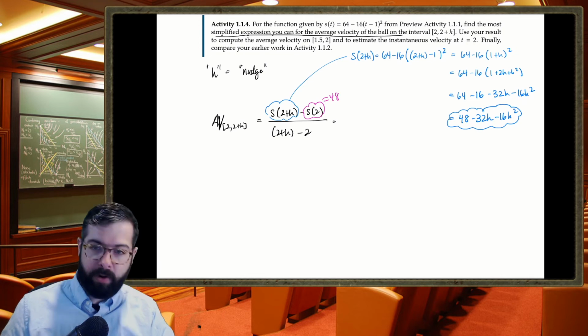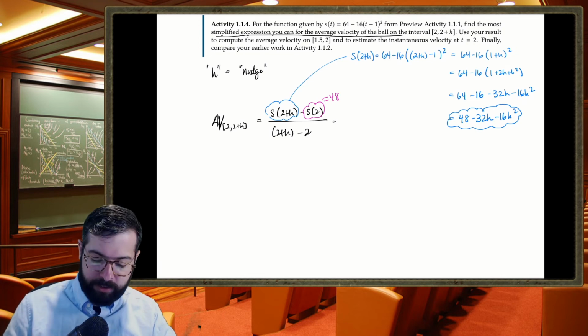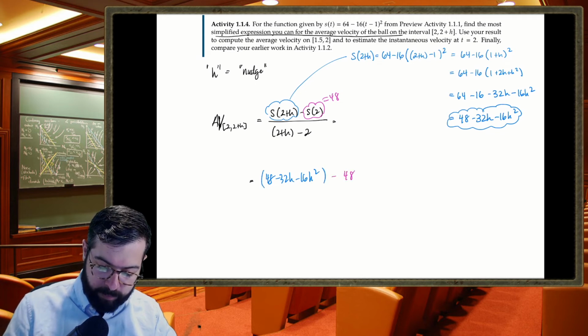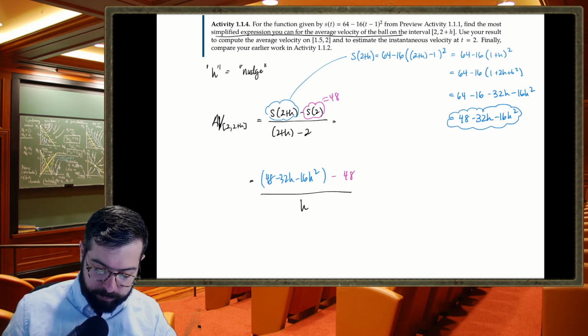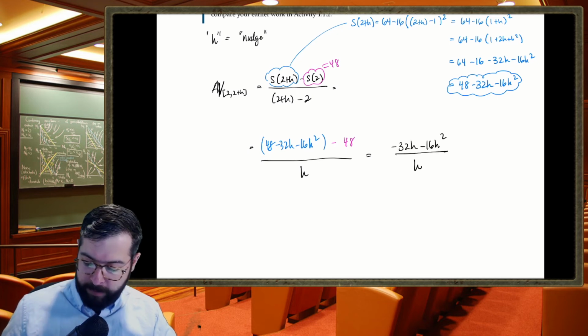So we know that from our graph. And in the bottom, 2 plus h minus 2, it just leaves us with h. So this whole thing reduces to 48 minus 32h minus 16h squared minus 48 all over h. Let me keep the colors here. And so what happens is these 48s cancel. You're left with negative 32h minus 16h squared over h.